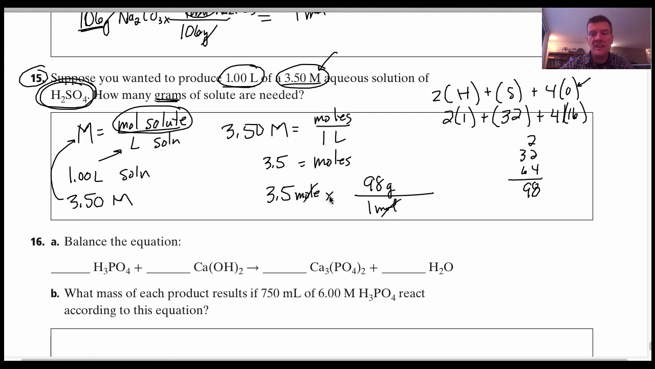So moles are going to cancel. I have to take 98 times 3.5. So 98 times 3.5 is going to give me my answer right here. You can do that on your calculator, and that will tell you the grams of your solute that you needed in order to make a 3.5 molar solution, a 1 liter solution with the molarity of 3.5 molar. Okay?